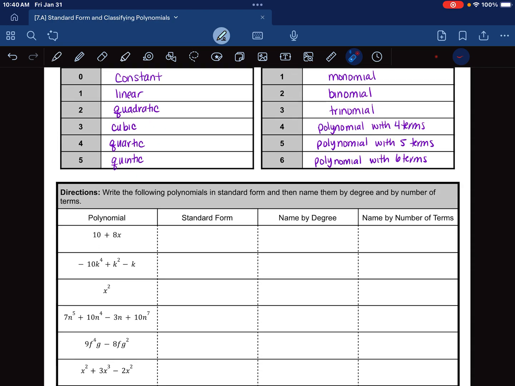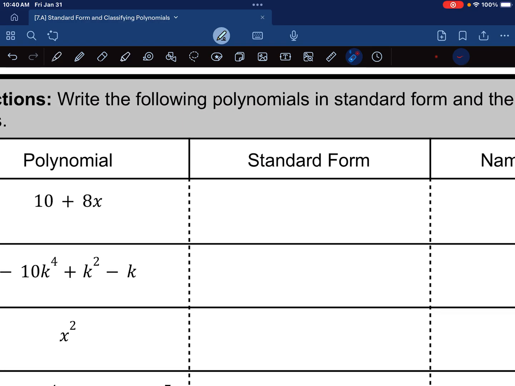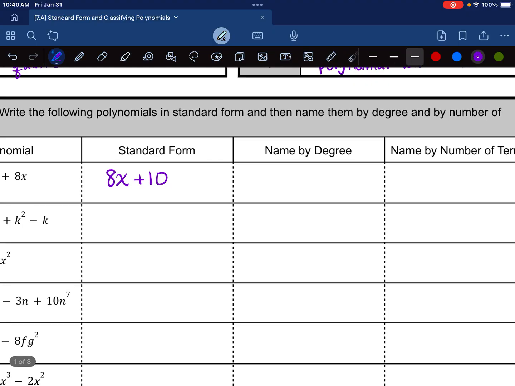Let's try it. So first, we're going to put it in standard form and then name it. So in standard form, I'm looking for the highest exponent. So this one has an exponent of 1, so it's going to go first. When I go to name it by degree, this is degree 1, so degree 1 is called linear. That's when you use the table up above. And when I name it by the number of terms, there's 1, 2.